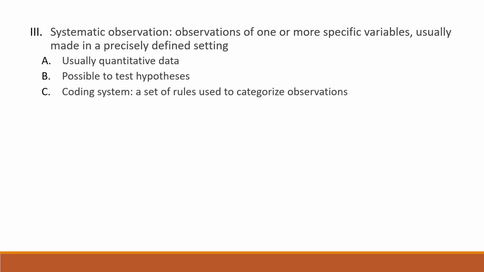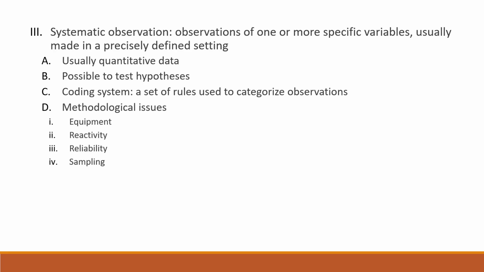One for cooperative play, like playing pretend with other children. Two for parallel playing, where children are playing next to each other but not with each other. Three for solitary play, and so on. And we were hypothesizing that girls would engage in more cooperative play than boys. There are methodological issues with systematic observation.